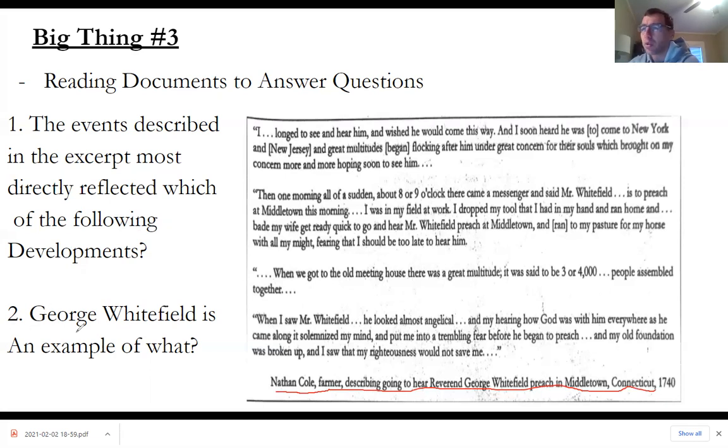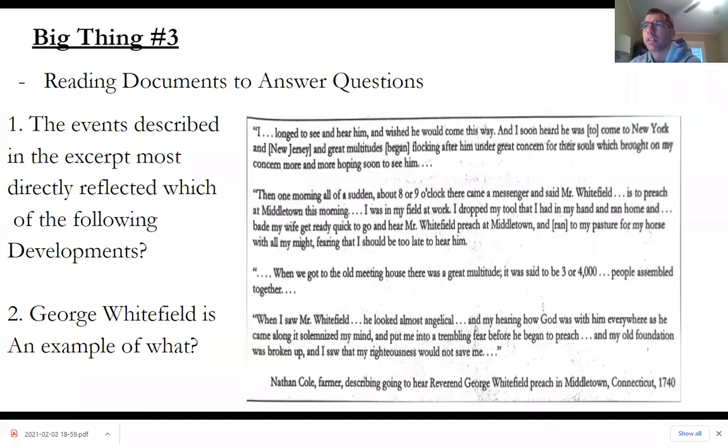Again, for the second question, you may not even need to read the source at all. You could probably just read the question and it says he's an example of a preacher in the first great awakening. You should just know that as a straight up definition from your notes.